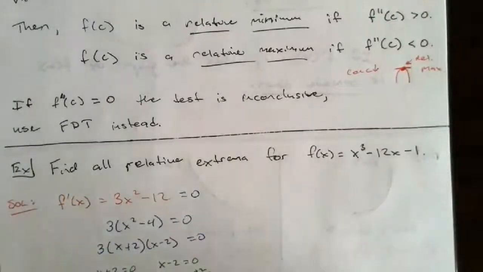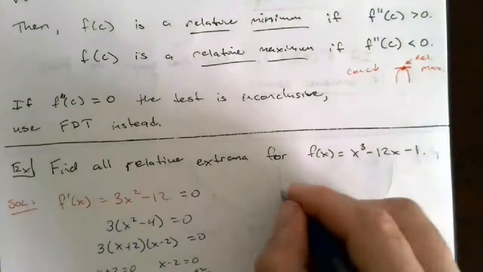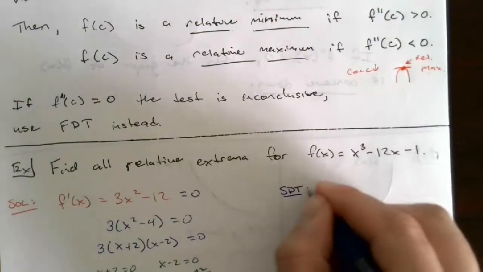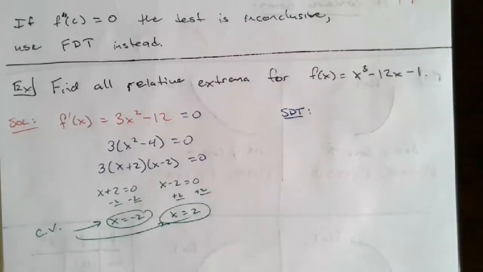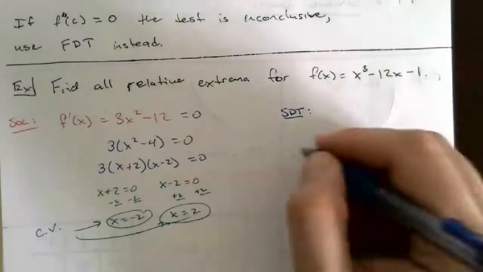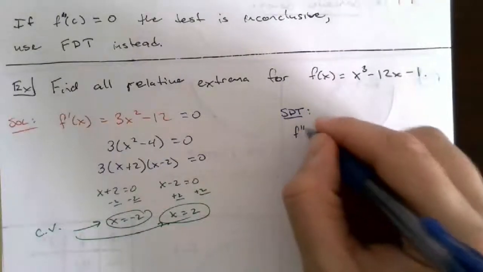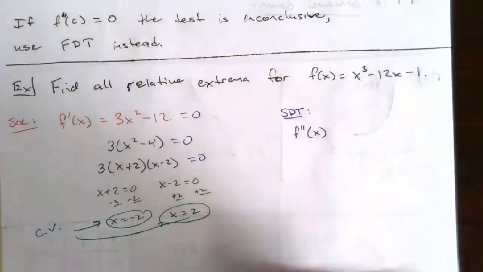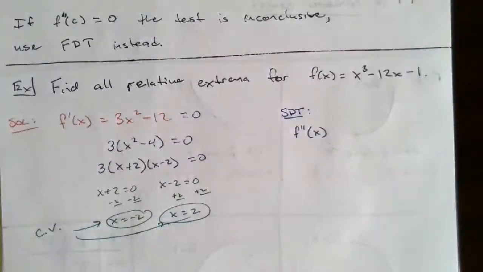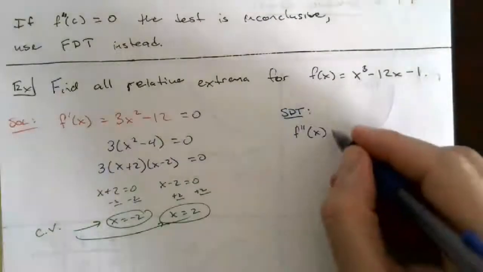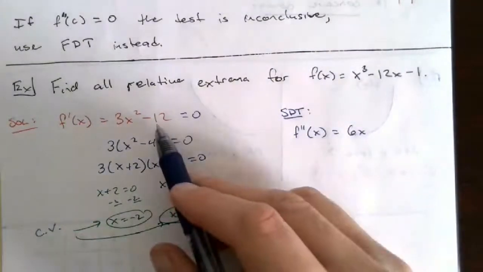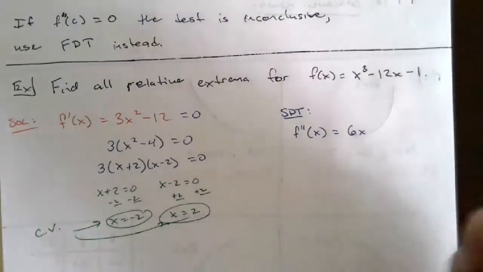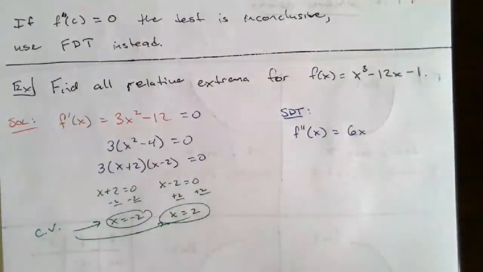So before we can use the second derivative test, and I'll write it here as SDT for second derivative test, just so you know that's the test we're using, you want to find the second derivative. So we need to find f double prime of x. Well, the first derivative is right here, 3x squared minus 12. The derivative of 3x squared is just 6x. The derivative of -12 is going to be 0. So f double prime is equal to 6x.